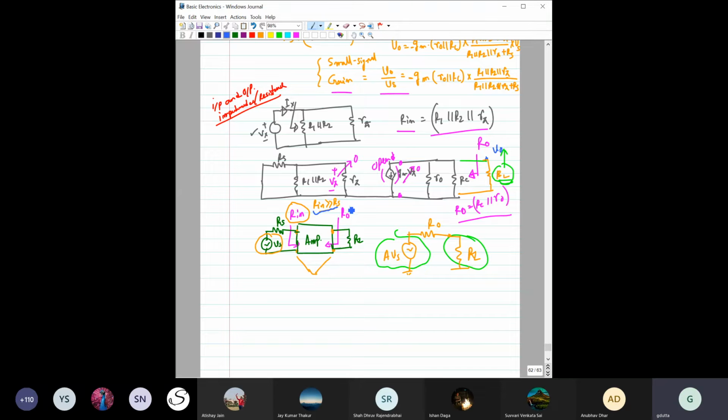Otherwise, most of the drop will fall across it, which means you will not be able to transfer the maximum of the output voltage to the load. Again, as I have mentioned, this depends on which type of amplifier you have designed.